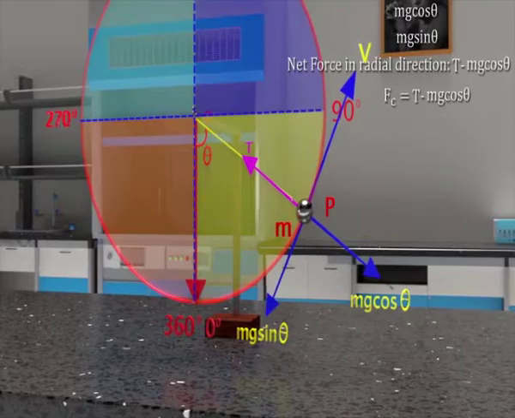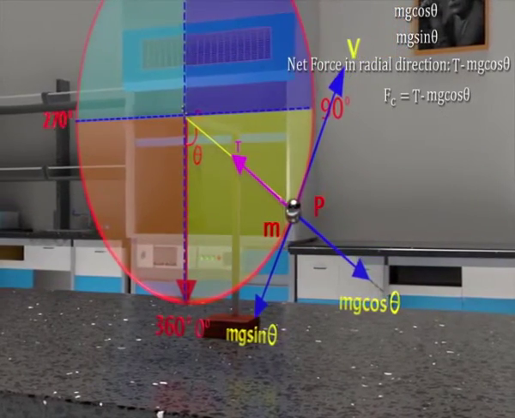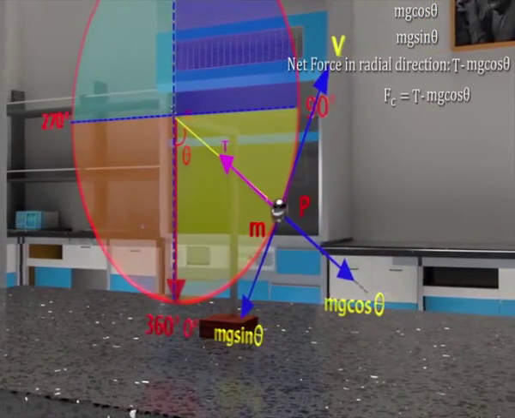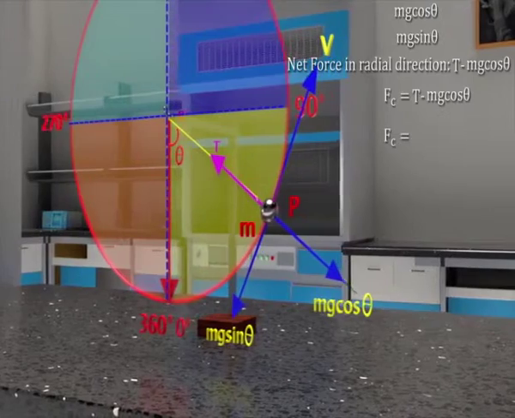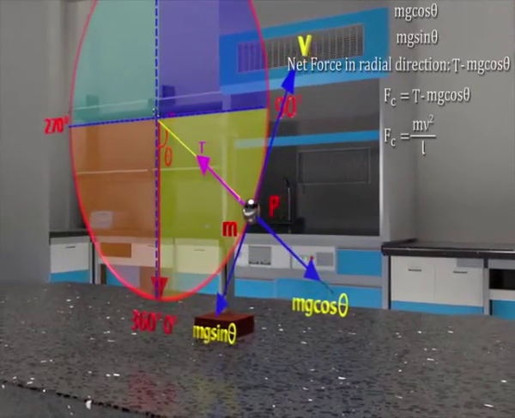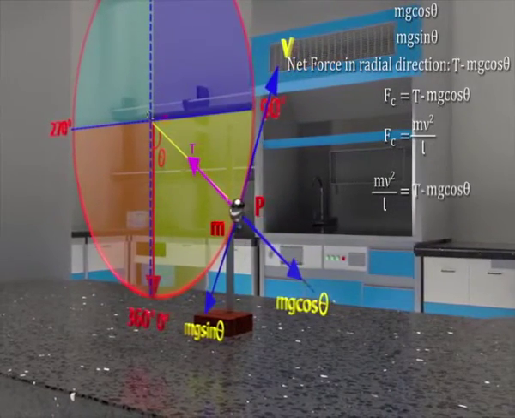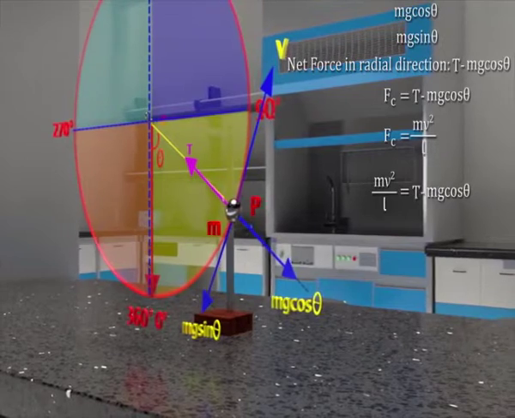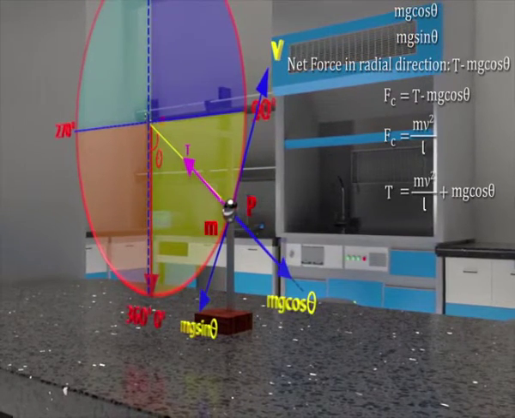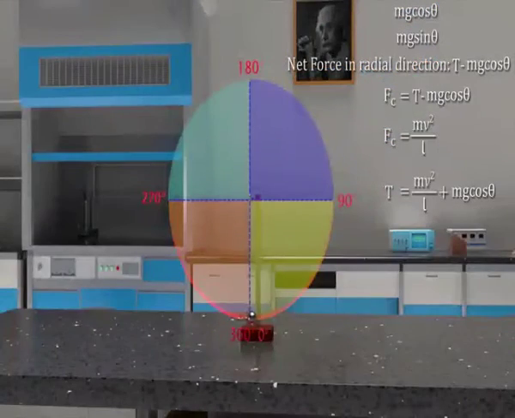But we know that the centripetal force required to keep the mass m moving with tangential speed v in a circular motion of radius L is equal to mv square by L. Therefore, mv square by L is equal to T minus mg cos theta. Hence, tension in the string is mv square by L plus mg cos theta.